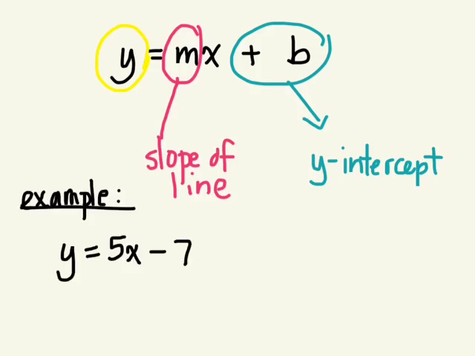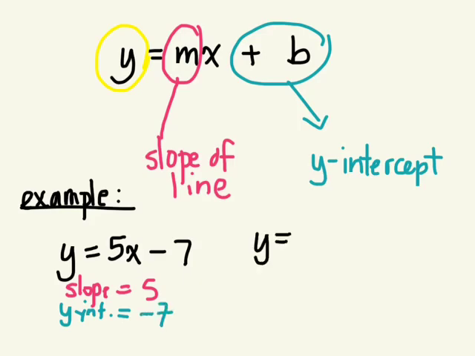If I give you an equation that says y equals 5x minus 7, and I ask you to state the slope and the y-intercept, what's the slope? What would the slope be equal to? Good, the slope equals 5. And where would the y-intercept be? Negative 7. Good.